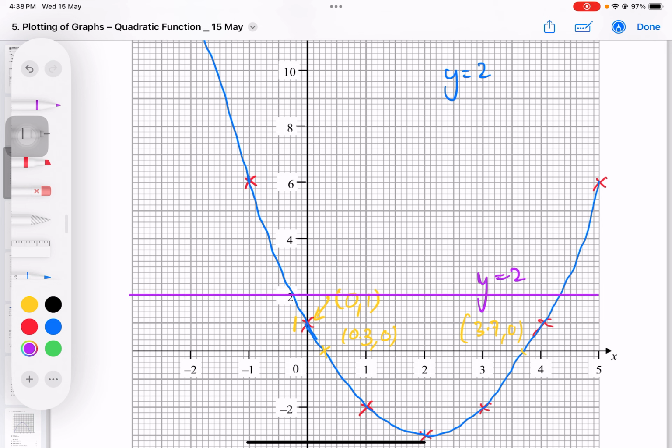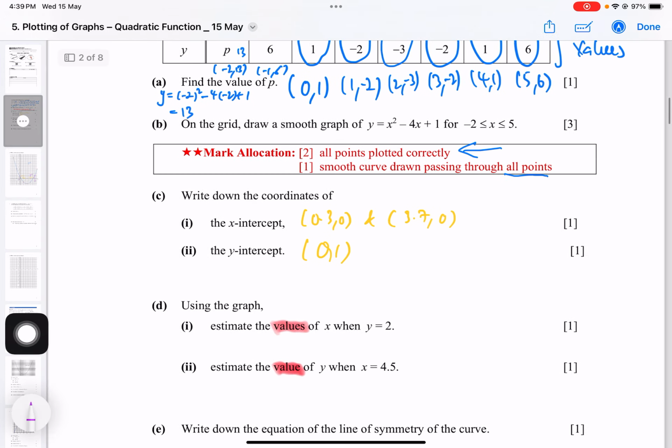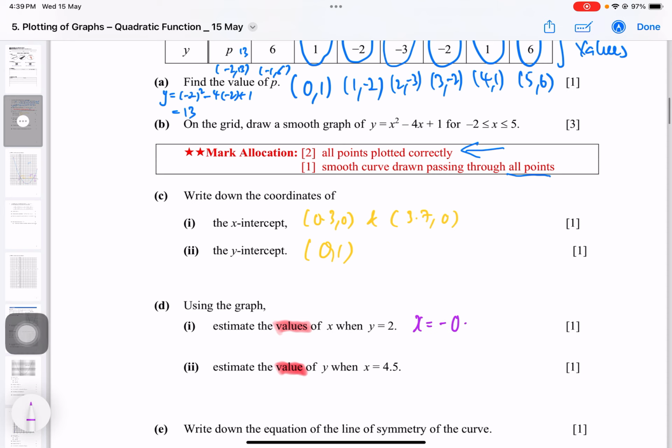So when I cut the point here, this is -0.2. When I cut the point here, I'm reading off the x value. The intersection is here, going downwards, the x value will be 4.3. So the x values will be -0.2 and 4.3.